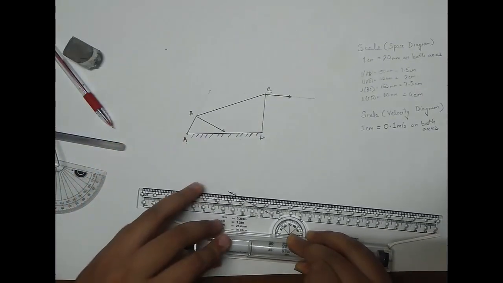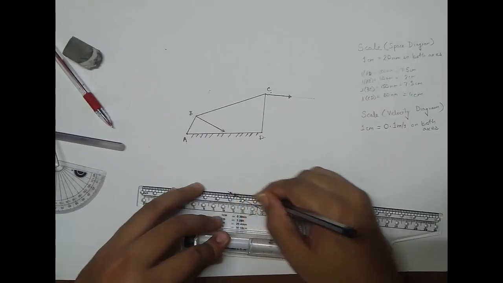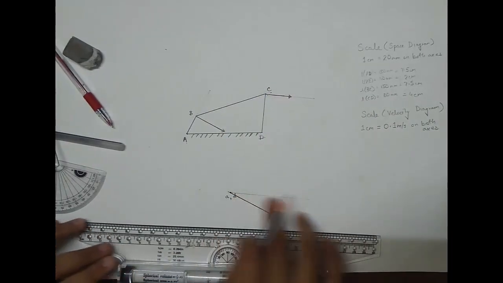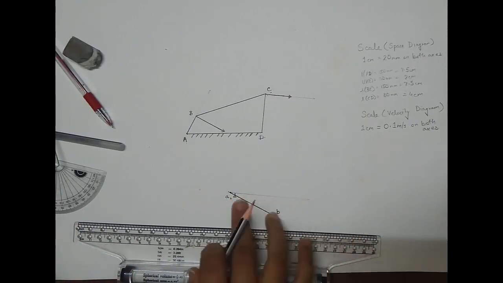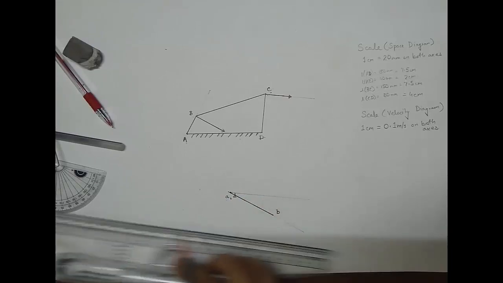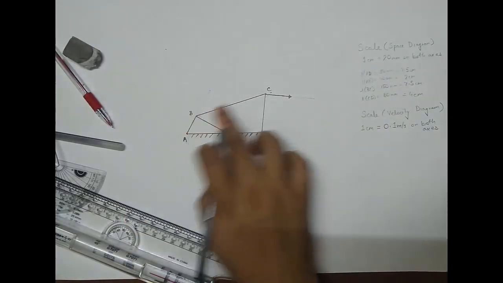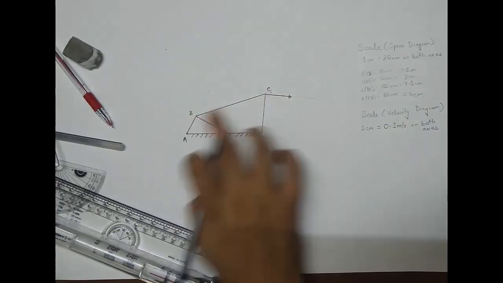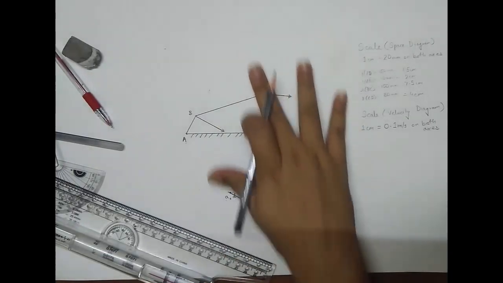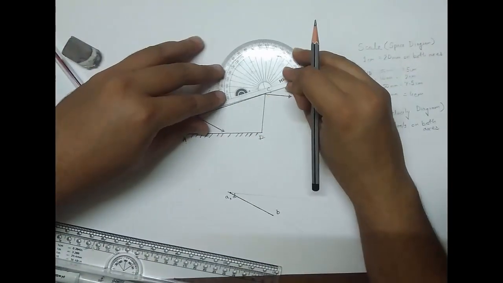D point is over here. From here, draw a line parallel to this line. So C will be somewhere on this line. We are not exactly sure where it is, but it will be somewhere on this line. Similarly, if you want to find the velocity of C with respect to B, it will be perpendicular to link BC. Velocity of C with respect to B will be perpendicular to link BC. So we can draw it next.